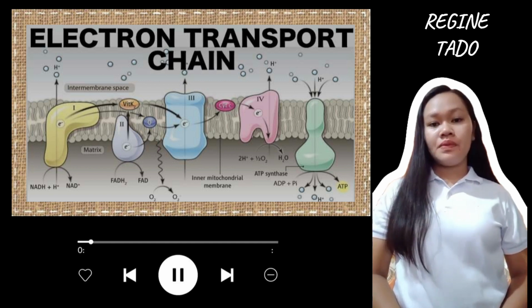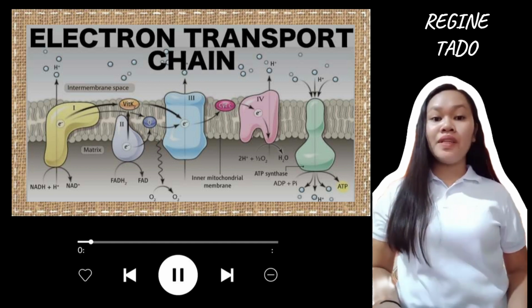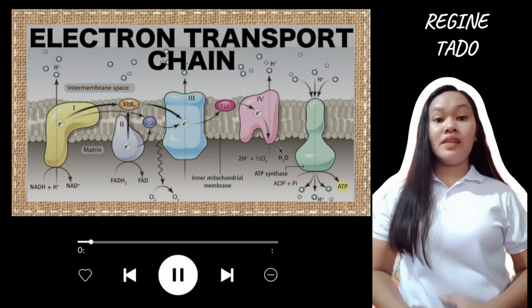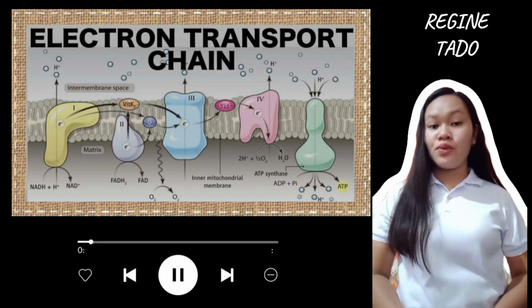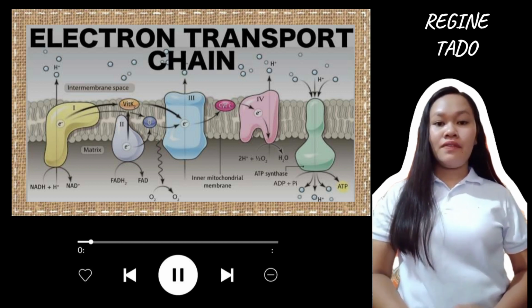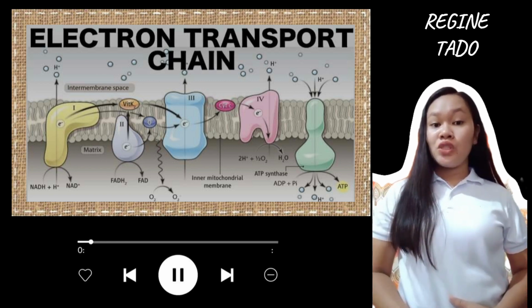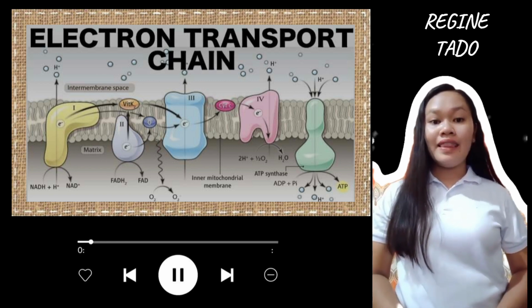So to sum up, electron transport and oxidative phosphorylation are interconnected processes that enable cells to harvest energy and convert it into ATP, facilitating various cellular functions, which is essential for life.